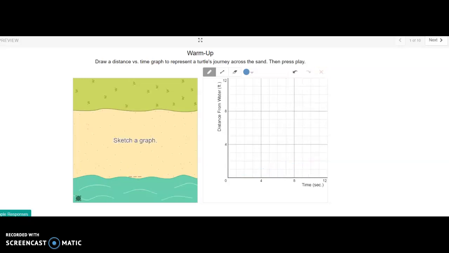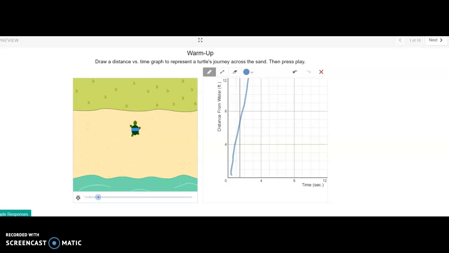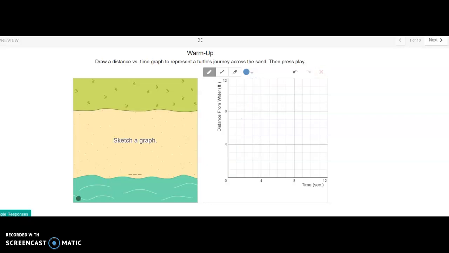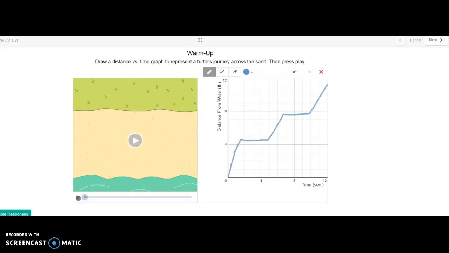I can do it again. What if I did a really steep line? It's a really fast turtle. And so I can play around with that, and I can go up and straight and up and straight and up. Let's see what that looks like. And that just means that he stops. So in this case, a flat line means that he stops walking. And he just keeps going again.